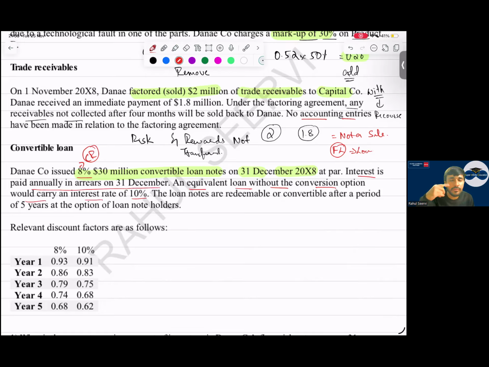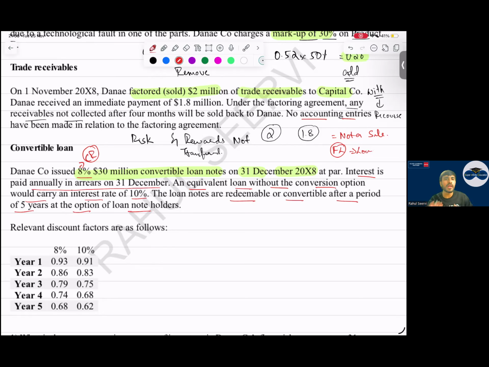So remember, in a convertible bond, step one is what? We have to identify financial liability and equity. Financial liability means, sir, contractual cash flow, discounted using which rate? Loan without a conversion option. Loan without a conversion option, we will use it. The loan notes are redeemable or convertible after a period of 5 years at the option of the loan note holder.